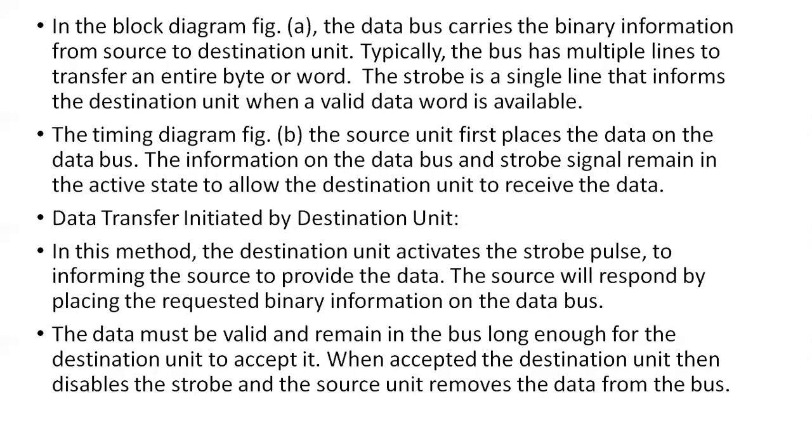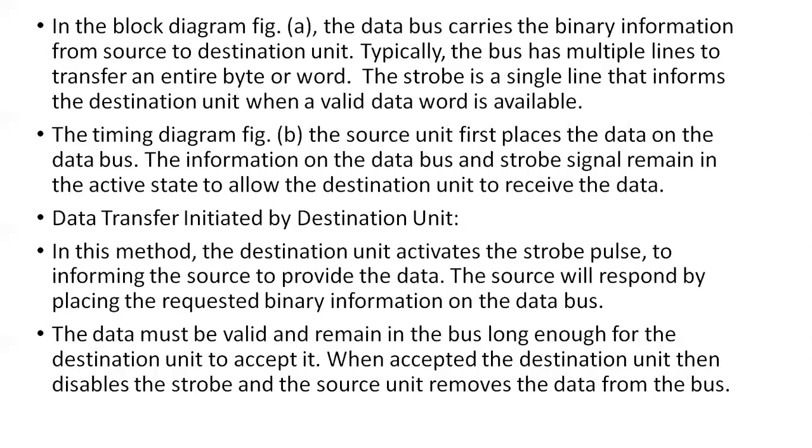In the timing diagram of figure B, the source unit first places the data on the data bus. The information on the data bus and the strobe signal remain in the active state to allow the destination unit to receive the data. Here, the data transfer is initiated by the destination unit.